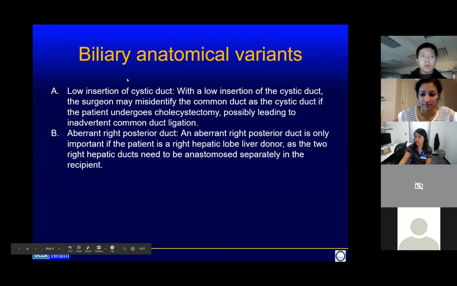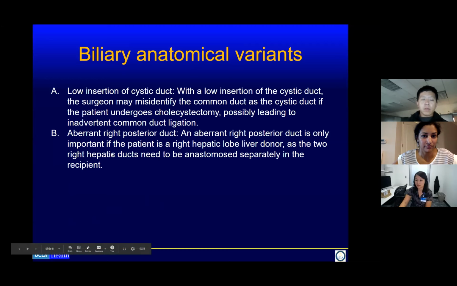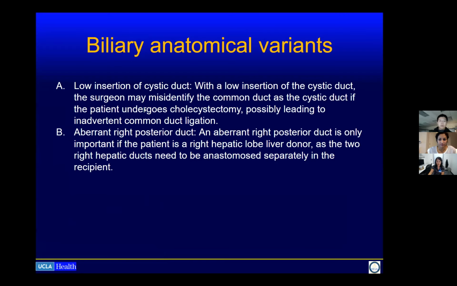The other anatomy variant that we need to be mindful of when we read MRCP is the low insertion of a cystic duct. If the cystic duct inserts really low, then the surgeons may not know that and think that the main duct is the cystic duct and accidentally clip across it. So just reminders in terms of variants that are important for our surgical colleagues.